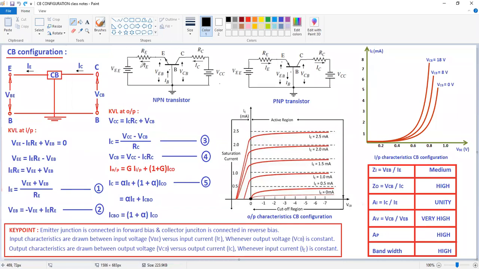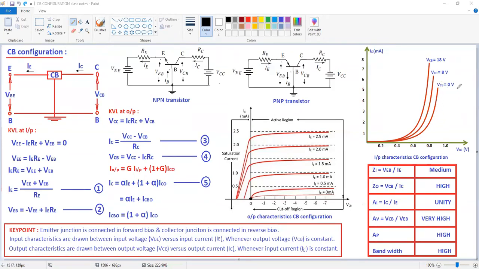That means up to certain voltage there is no conduction. If you apply the supply voltage up to some 0.3 or 0.2 volts, there is no conduction, because of that voltage is 0. And after reaching that cut-in voltage, the current is going to increase like this. This is a graph whenever the output voltage is constant.